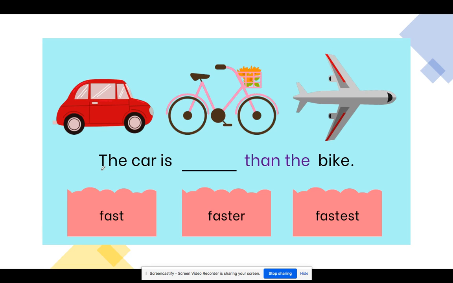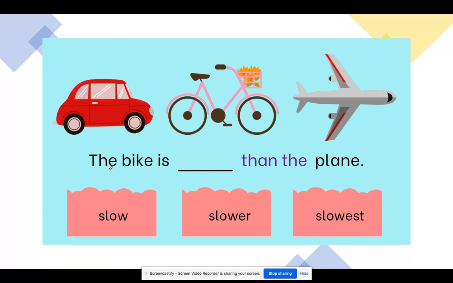Let's take a look at this example. It says, the car is then the bike. So I'm talking about the car in this sentence, and I'm also talking about the bike. So I'm comparing 2 items. Should it be the car is fast than the bike, the car is faster than the bike, or the car is fastest than the bike? Shout out your answer. It should be faster. The car is faster than the bike because I'm only comparing 2 things. So I only need to add er to my adjective.